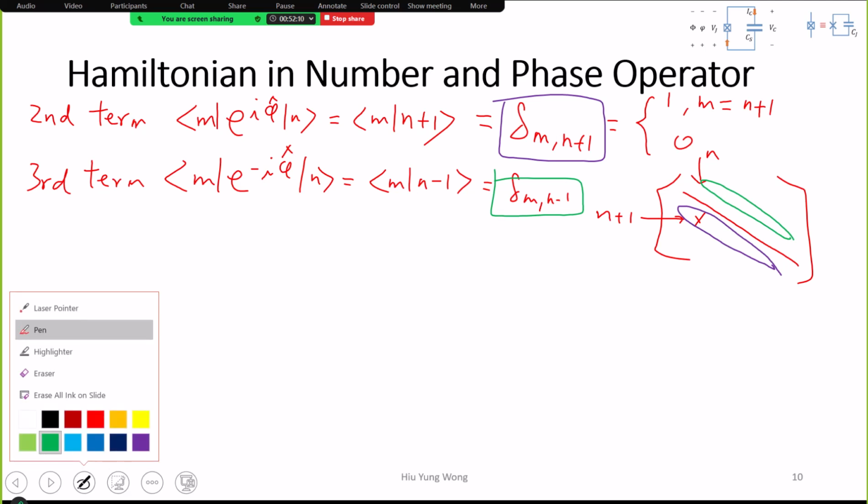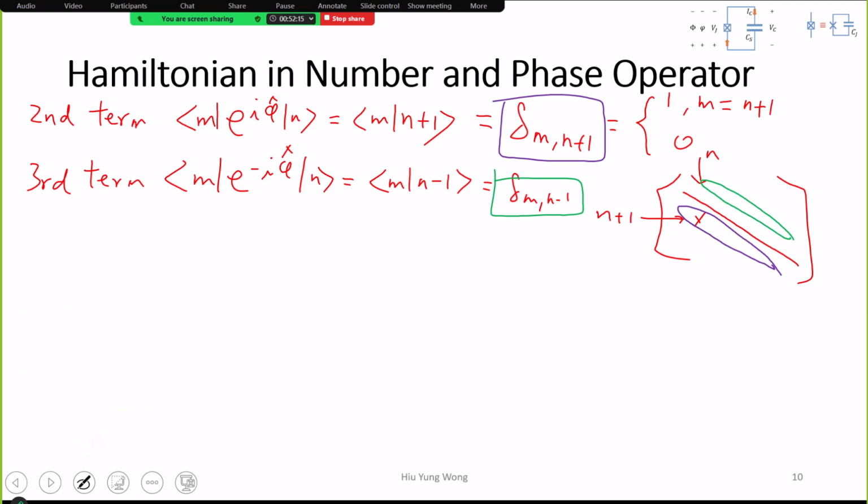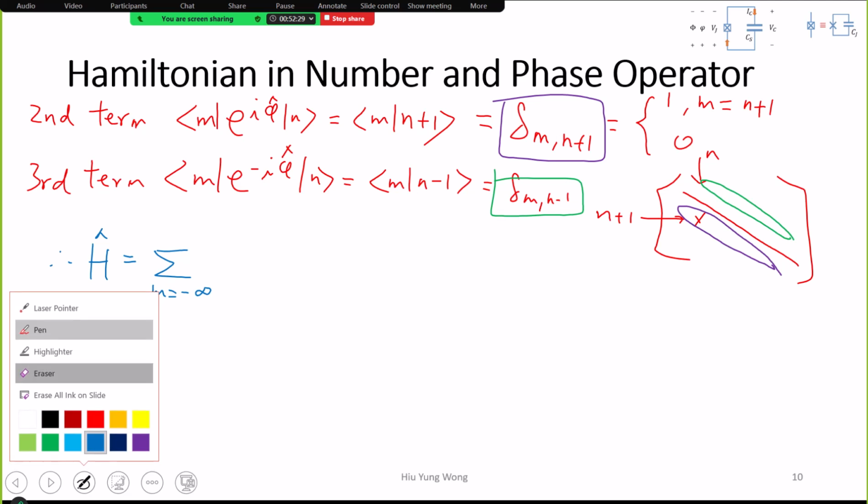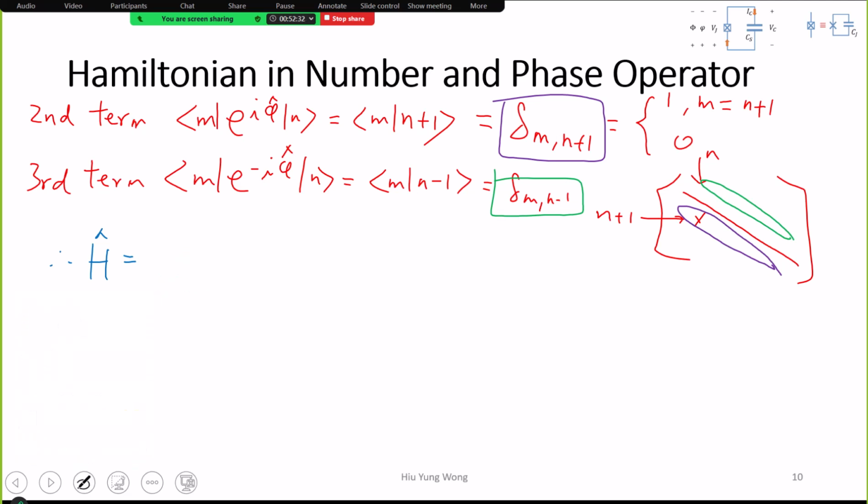Right? So based on this, I can write down the Hamiltonian. Now this is a little bit daunting, but you should be able to appreciate. So what is the Hamiltonian? The Hamiltonian equals the outer product of each term, and then times the element. And then you sum over n and sum over m.